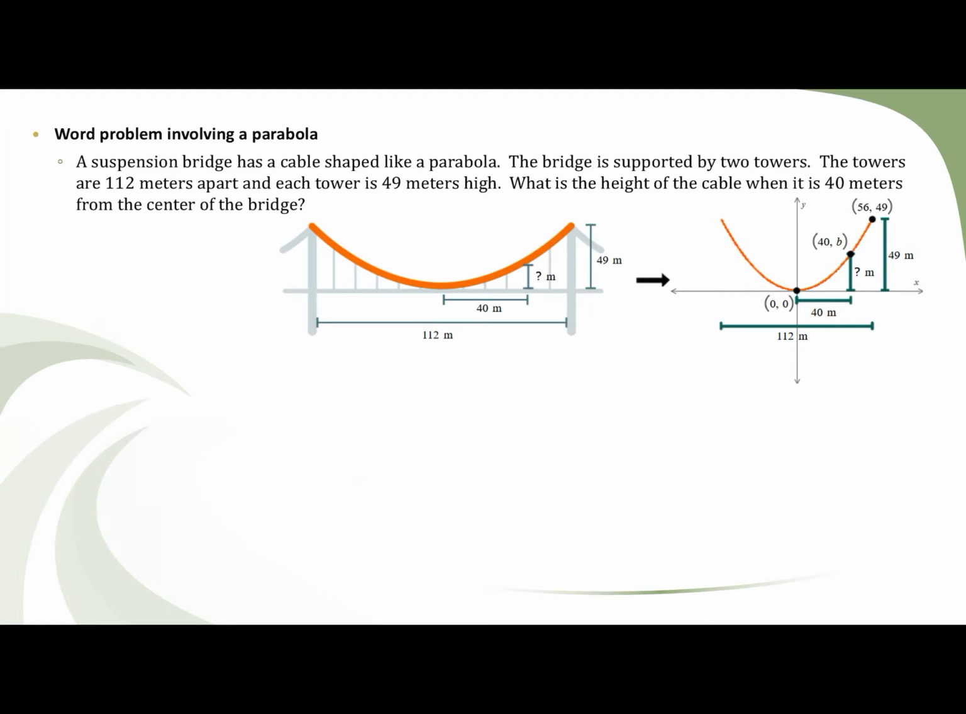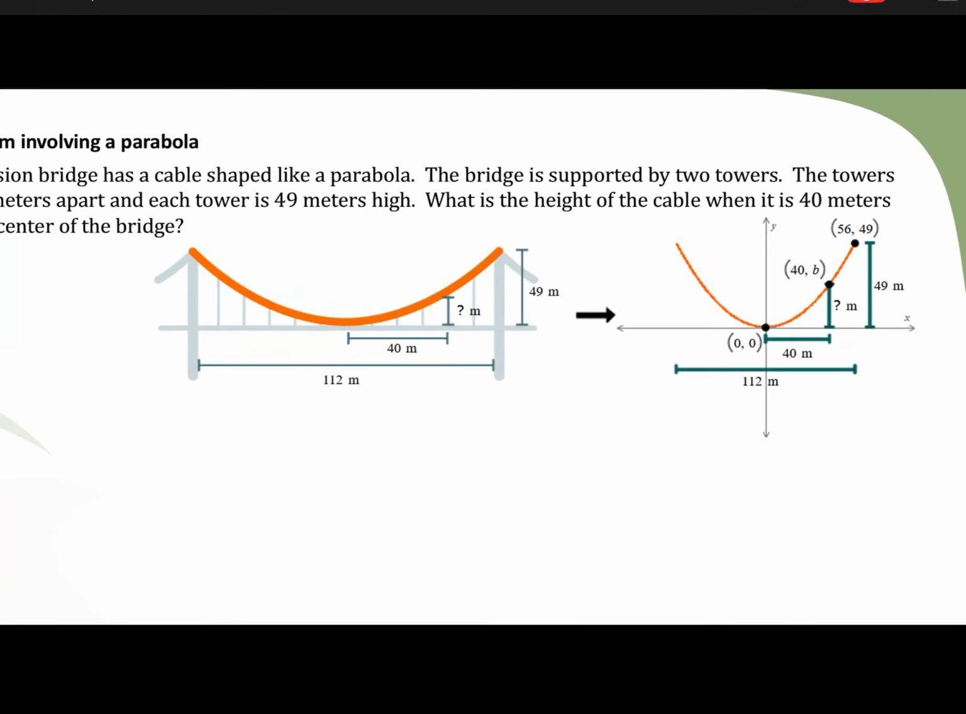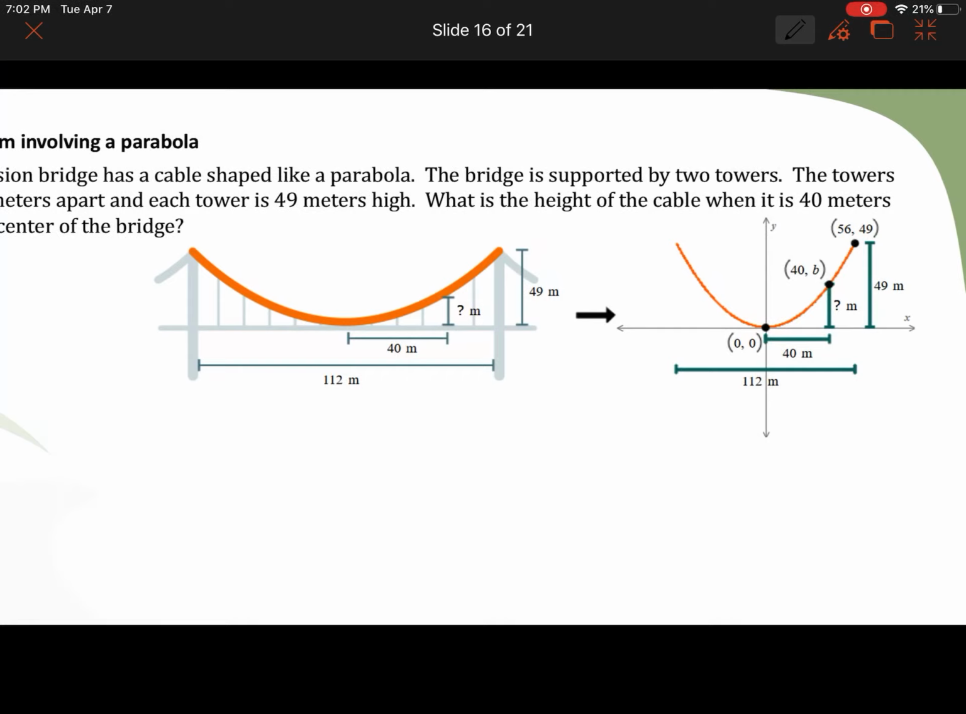This is a bridge, but it's in the shape of a parabola too. And we're setting up the parabola so that the tip of the parabola is at 0, 0. They're giving us some numbers. They're saying these towers at the end are 49 meters high, right? And that's 49. And they're saying that the whole length from one tip to the other is 112.